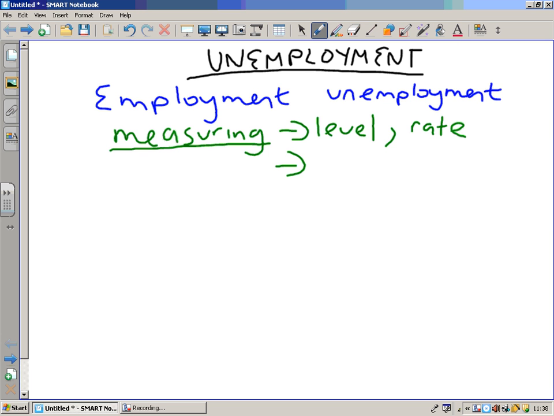Now, in terms of measuring unemployment in the UK, we've got two different approaches. We can use the claimant count, or we can use the labour force survey. The claimant count measures those people who claim job seekers allowance. So those people who are actively seeking work in the economy, currently unemployed, but are eligible to claim job seekers allowance. The labour force survey is a survey which measures the true rate of unemployment.